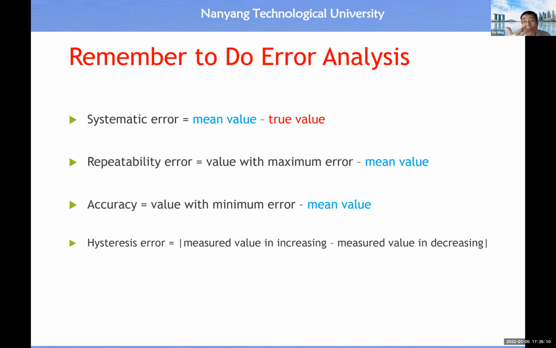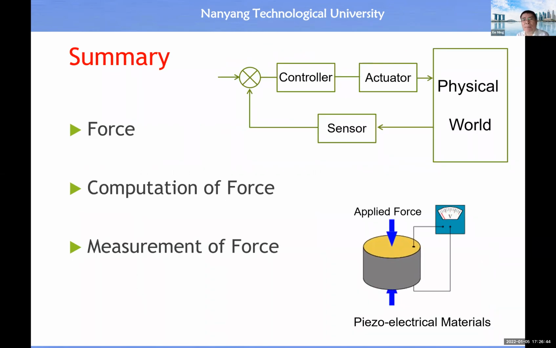Then how do you know whether there's a hysteresis error? You must increase the input, get a series of readings, then reduce the input and get another set of readings. Then you calculate the error and do the comparison, whether there is a gap or not. If there's no gap, that means no hysteresis error. If there's a gap, then your sensor has a hysteresis error. So remember to do error analysis. That's all about this lecture on measurement of force.